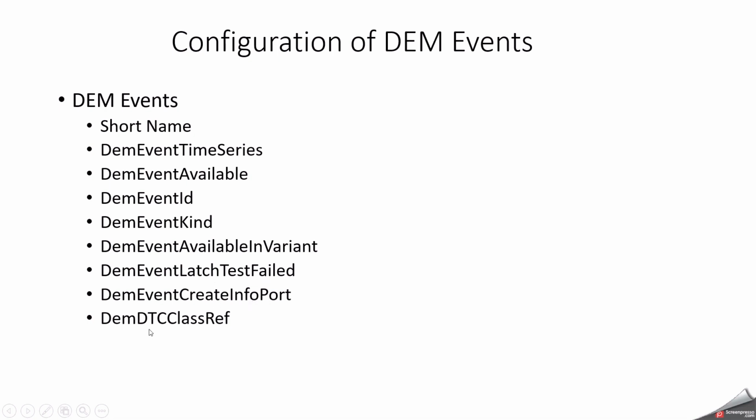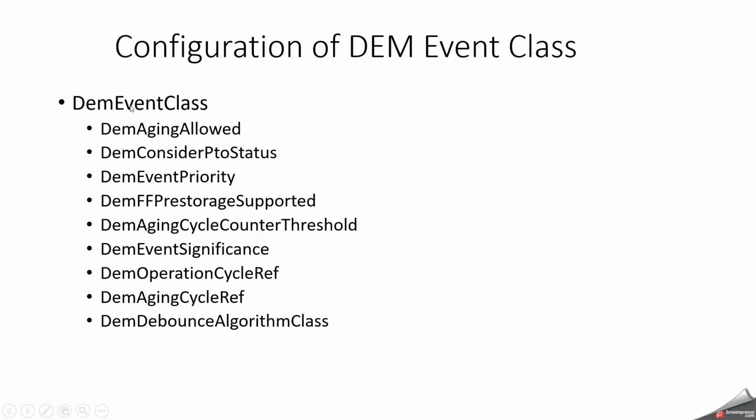Then a very important thing is your DTC class reference. If you want to map a DTC with a DEM event, then you need to configure the DEM DTC class reference. And whenever you are selecting a DEM event, you need to configure an event class as well. In the event class, you have to say whether aging is allowed or not, what your event priority is, whether you want to immediately store in the NVM or not, what your aging cycle counter threshold is, what kind of event significance it is, and you can refer to the operation cycle and aging cycle as well. In some cases, the operation cycle is also a kind of aging cycle. So in that case, you have to refer to it.